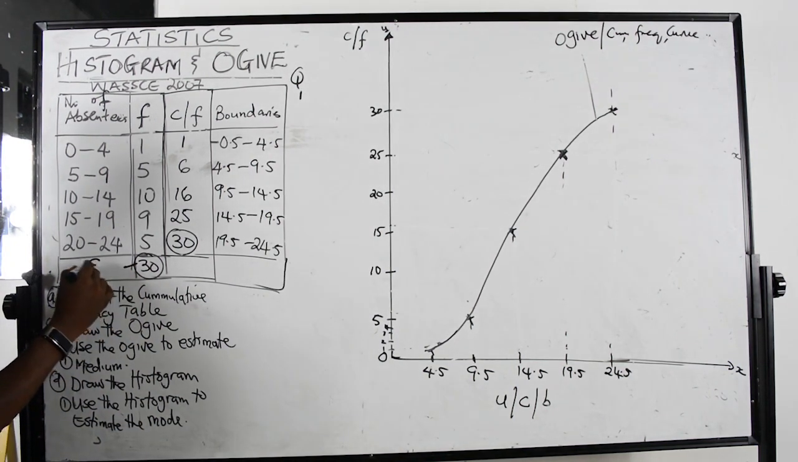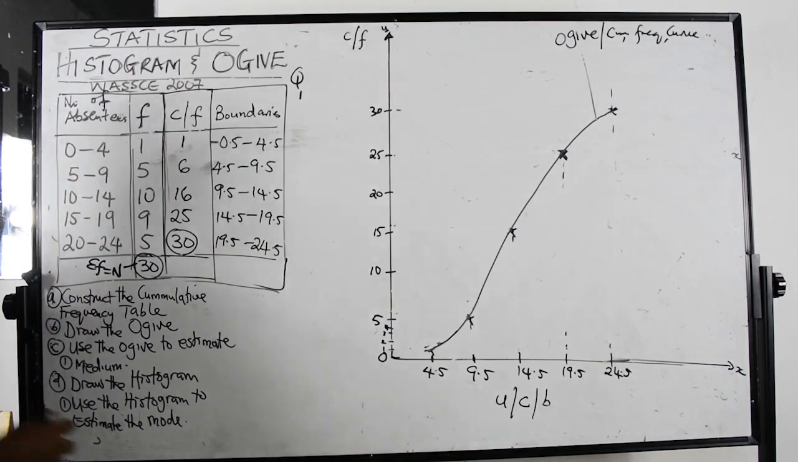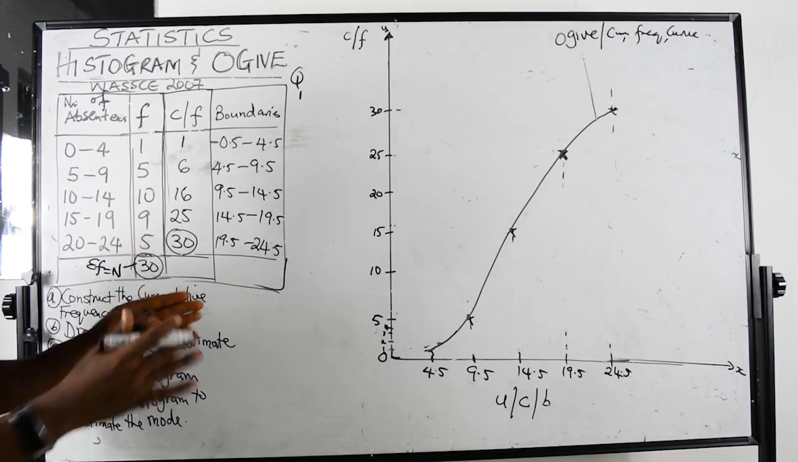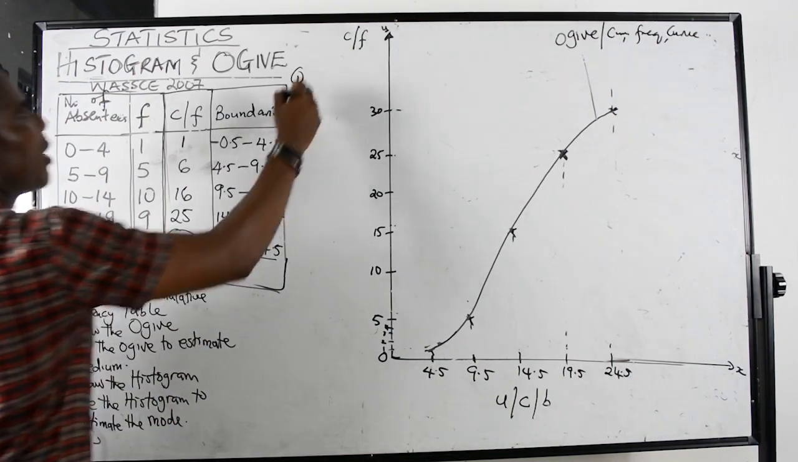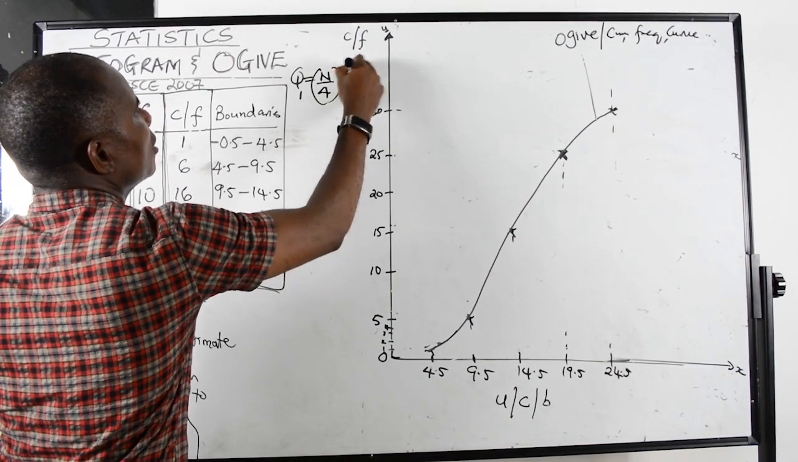So this total distribution is summation F, which is the total number of the frequency, called N. So now if I'm finding it, it's like dividing this number into four equal parts and taking one part. So now we have the first quartile is what? This is the position. This is just the position.